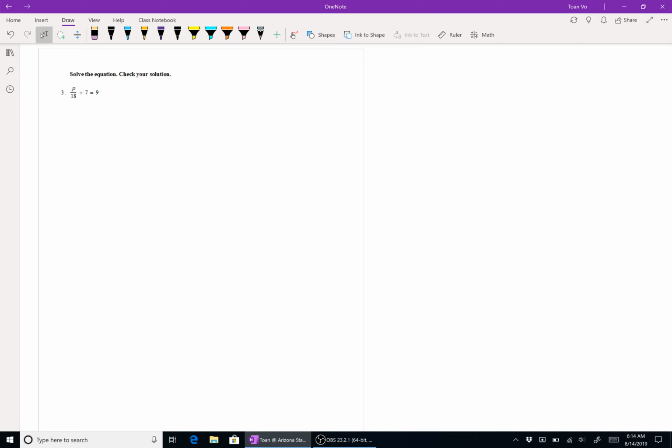Number 3 was just a simple solving for a variable. So the idea to solve an equation is to get rid of the thing that's farthest away first. So if this is the variable that we're asked to solve for, notice that the plus 7 is sort of like farther away. It's not attached to the variable p like the 18 is. So I'm going to get rid of the plus 7 first by minusing the 7.